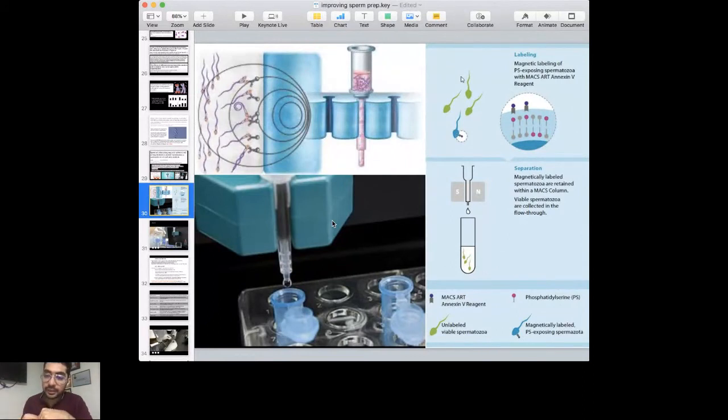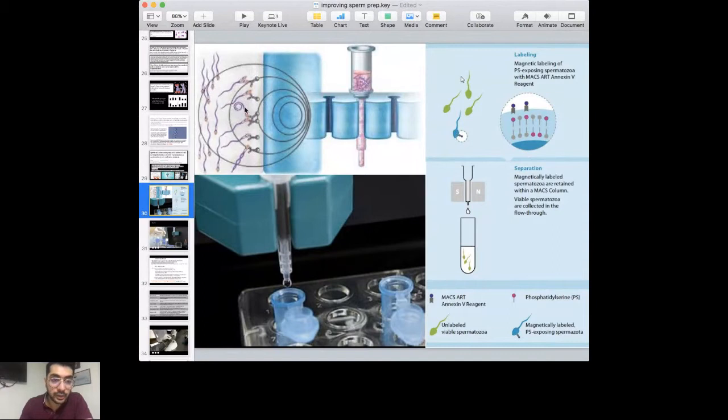Once you're mixing them in the sample, you pass it through a magnetic column, which is something like this. What happens is that the magnetic bead just sticks to the magnetic column, automatically taking the apoptotic sperm with it. So this is the general principle of MACS. And this is the only technique available in the market which is now separating sperms at a biological level. So that's something that we can now utilize in our laboratories as well.